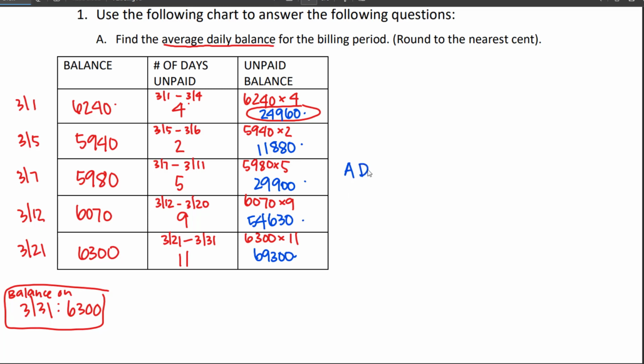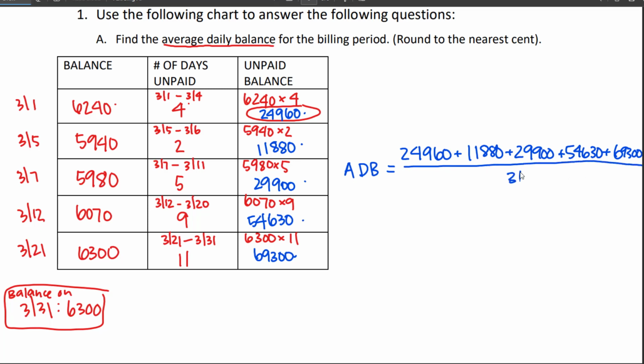Our average daily balance is the sum of all 5 of these numbers divided by the number of days for that month. So 24,960 plus 11,880 plus 29,900 plus 54,630 plus 69,300, all divided by 31. We have 31 days in the month of March.